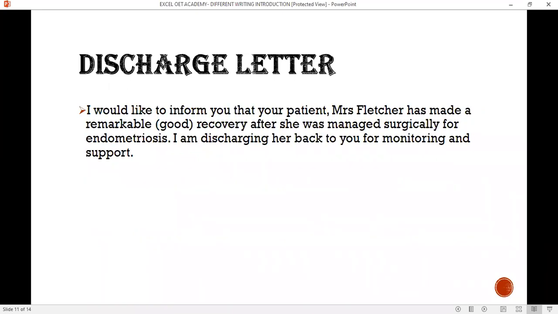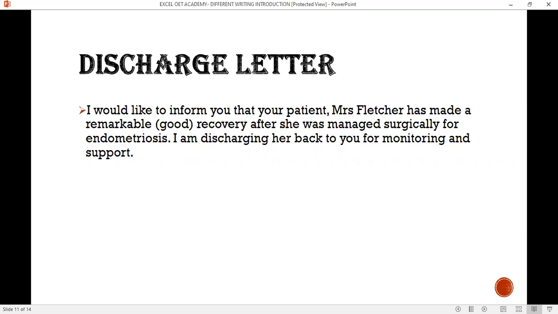This is the third way of writing. You can also use this format. I would like to inform you, Mr. GP, and I'm just saying, okay, I would like to inform you that your patient, Mrs. Fletcher, has made a remarkable recovery or good recovery, any one you want to use, after she was managed surgically for endometriosis. So still the same thing. You are telling the GP that she has made a recovery, but you're also telling the GP what was done. She was managed surgically for endometriosis.